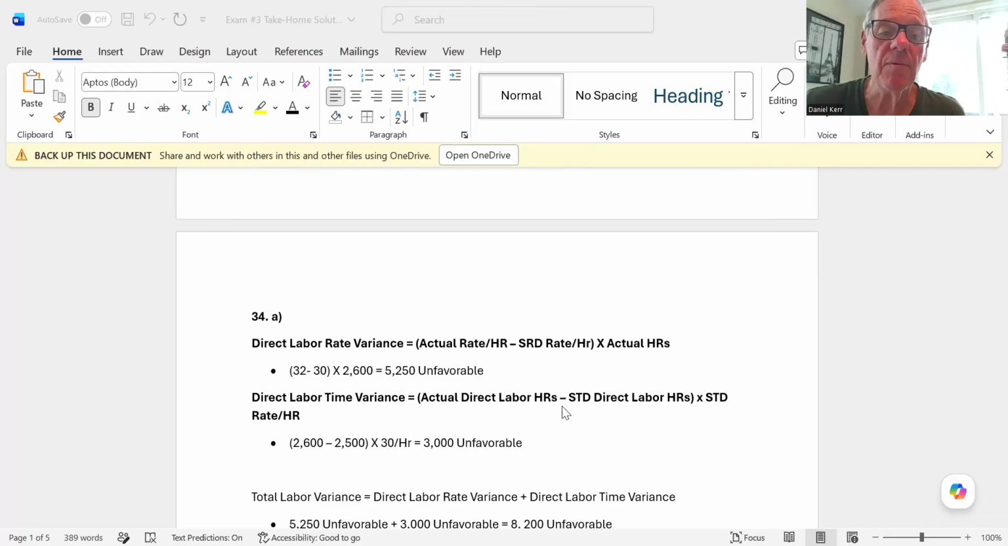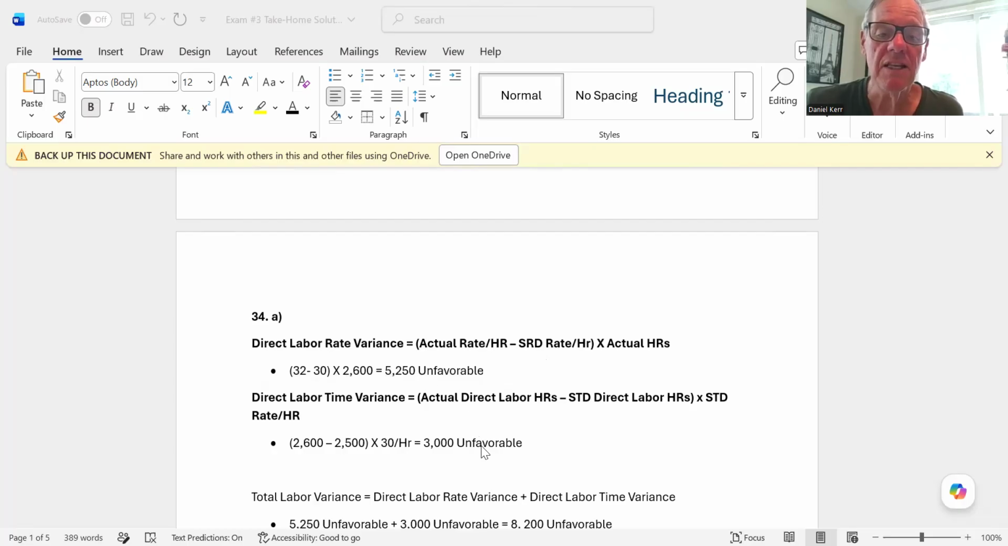And on the basis of that, we had to compute the direct labor rate variance and the direct labor time variance. So the rate variance would be the actual rate that they paid, which was $32 an hour, minus the standard rate, which they were supposed to pay, which is 30, multiplied by the actual number of hours that they worked. And the actual number of hours that they worked, quantity of labor actually used, was 2,600. So you get an unfavorable rate variance of 5,250.